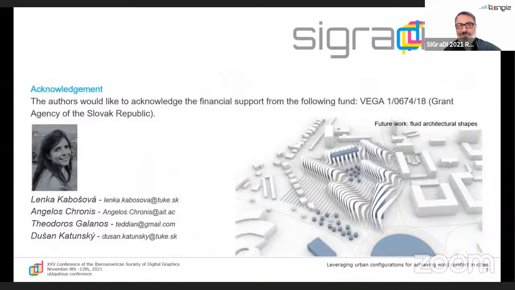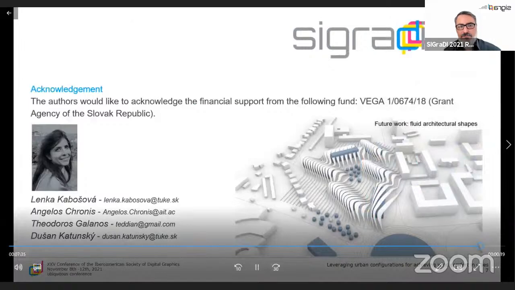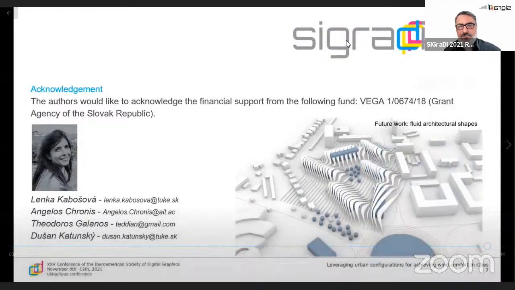In future work, the eventual design will pick up on the wind-optimized urban configuration and introduce fluid architectural shapes into the concept. Their function as a wind catcher and a sun shading system will be examined and evaluated closely, employing CFD Grasshopper plugins. Thank you for your attention.